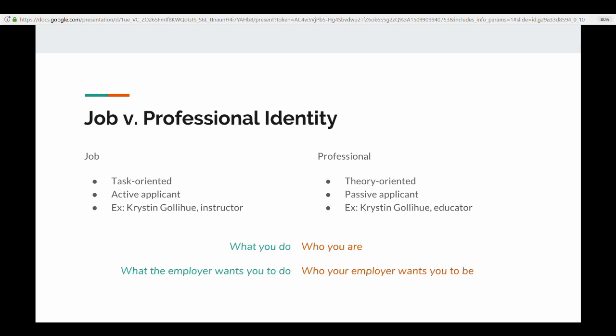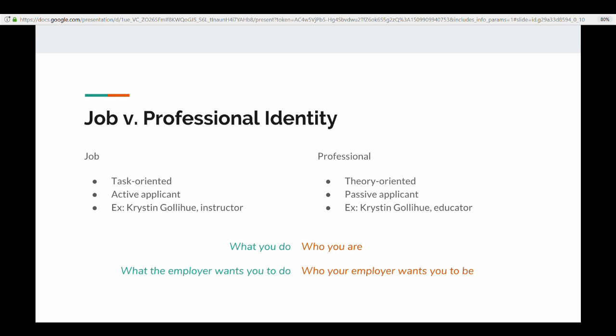However, I think more often than not, hiring managers are wanting to see someone who identifies themselves through the lens of a professional identity. This is not just what you do, but who you are. So I am able to instruct college classrooms, but my identity is as an educator. So Kristen Gollihue, educator, is who I am.